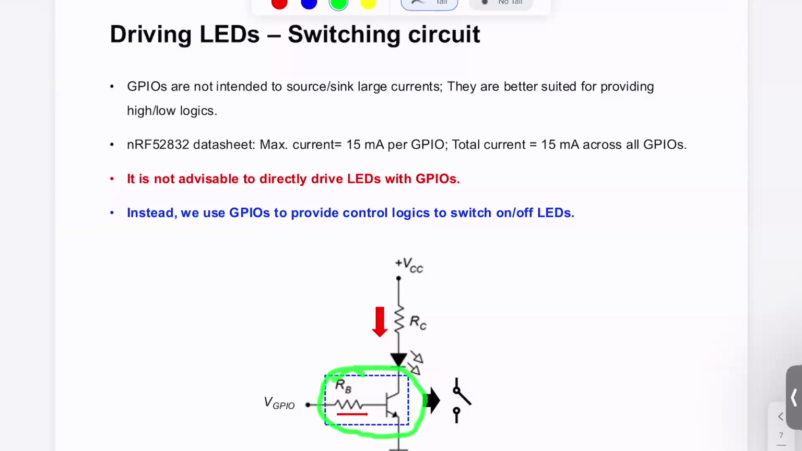So a switching circuit is essentially a switch that can be turned on and off electrically, and that typically consists of a transistor, like a bipolar junction transistor, BJT. So what happens in this switching circuit here is that you can use your GPIOs to provide a high or low control signal. Then it turns the BJT on and off.